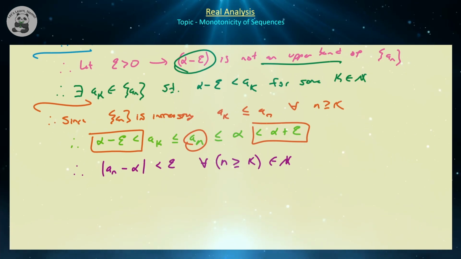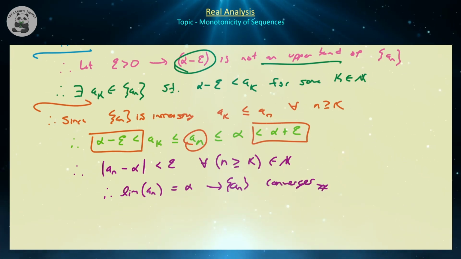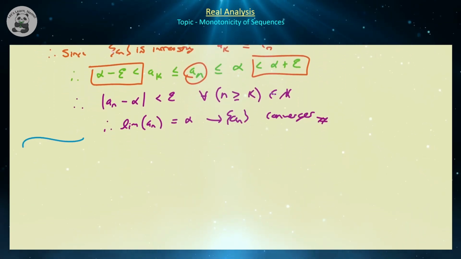And by definition, what does that mean? That means that the limit of a_n is equal to the supremum of that set, and that means that a_n converges, which is what we set out to prove. Right, and the proof for the decreasing case is actually not quite hard. It's practically the same exact proof.